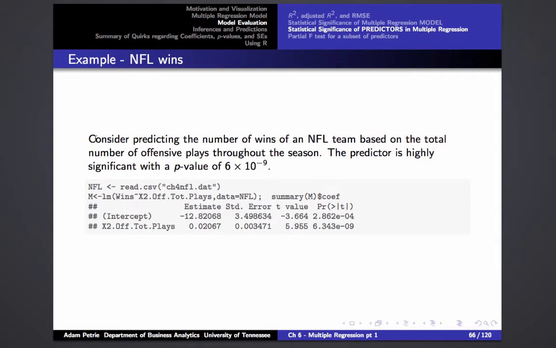So let's use the NFL dataset predicting the number of wins based on the number of offensive total plays throughout the season. What we see is that in a simple linear regression predicting wins from this one variable, this regression is statistically significant. The p-value is less than 5%, implying that using the number of offensive total plays to predict wins does much better than using some random unrelated predictor, predicting wins just from the overall average.